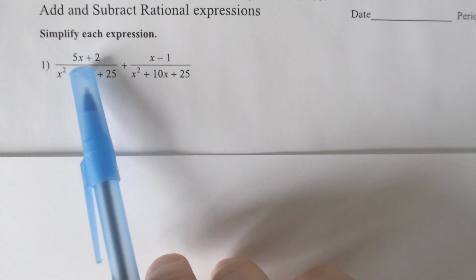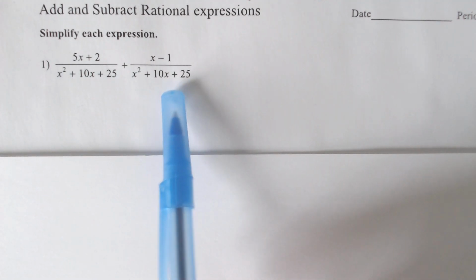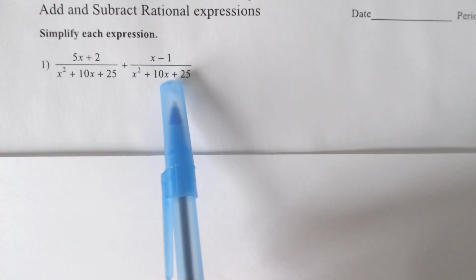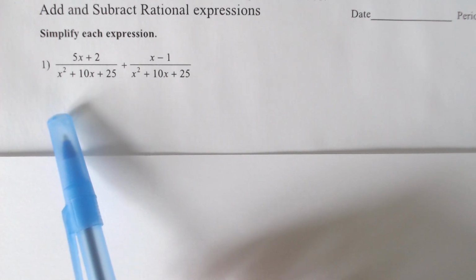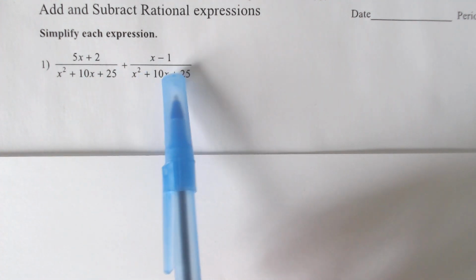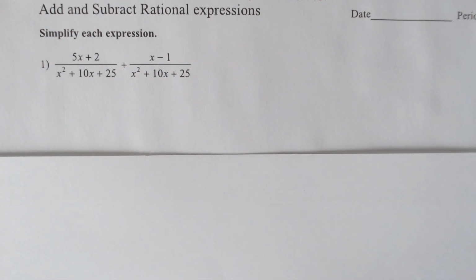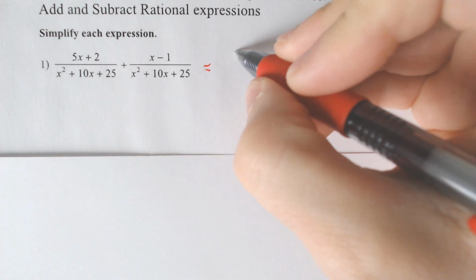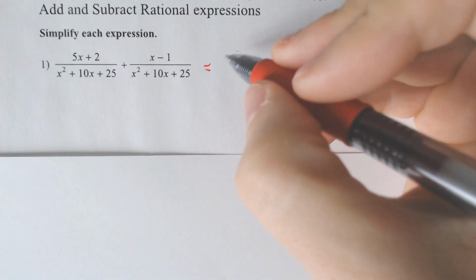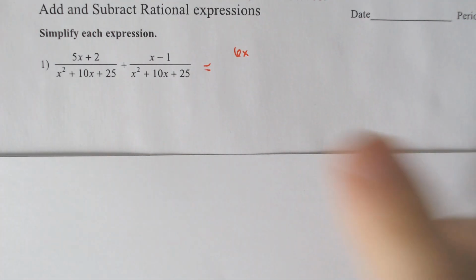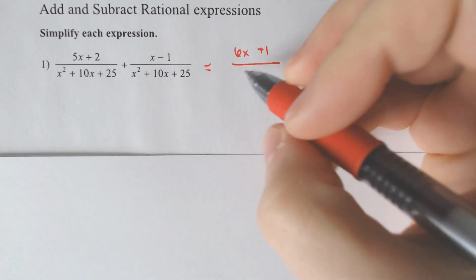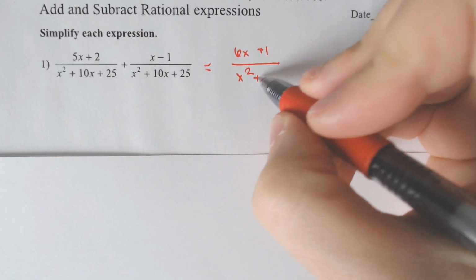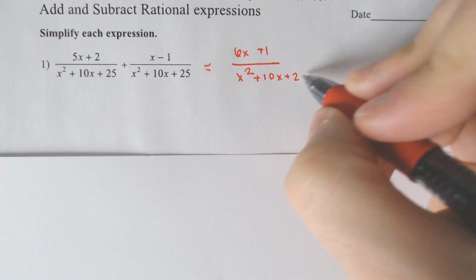So you would really hope that when you're adding and subtracting rational expressions that the bottom of the fraction is already the same, like it is here. Because then your job is a lot easier. Once the bottom of the fraction is the same, all you have to do, if it's adding, is combine like terms on the top of the fraction. So 5x and 1x makes 6x, and 2 and negative 1 makes positive 1. And then we have the bottom of the fraction, x squared plus 10x plus 25.